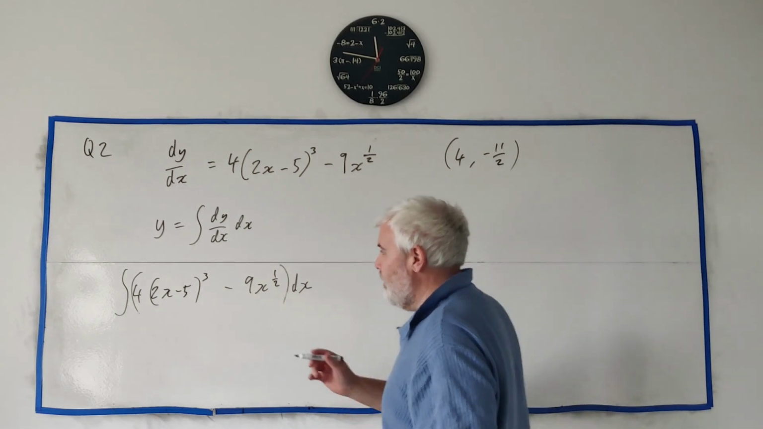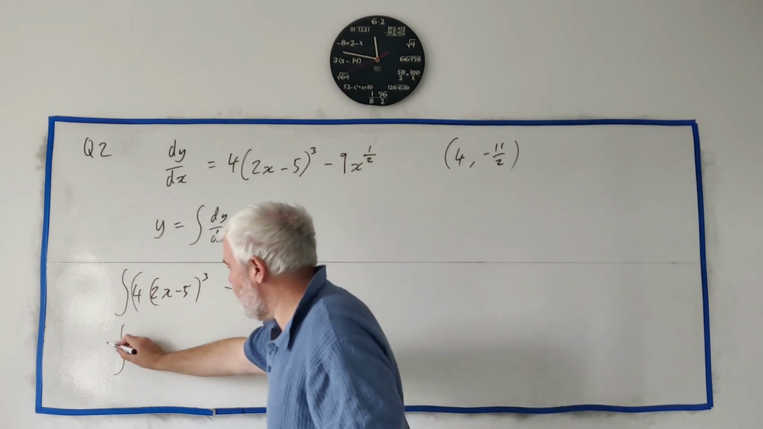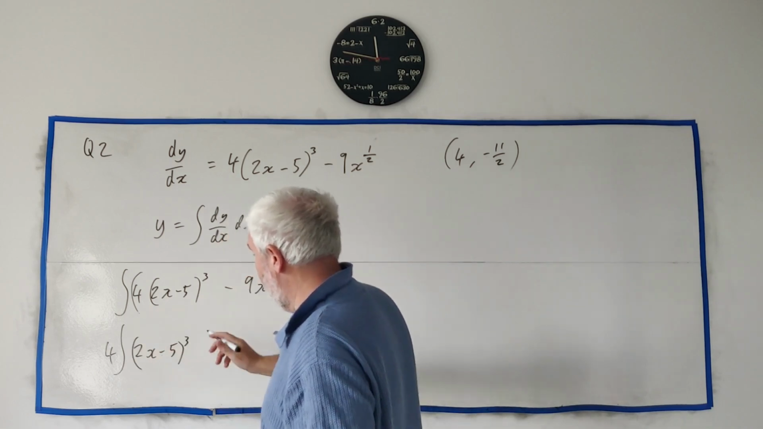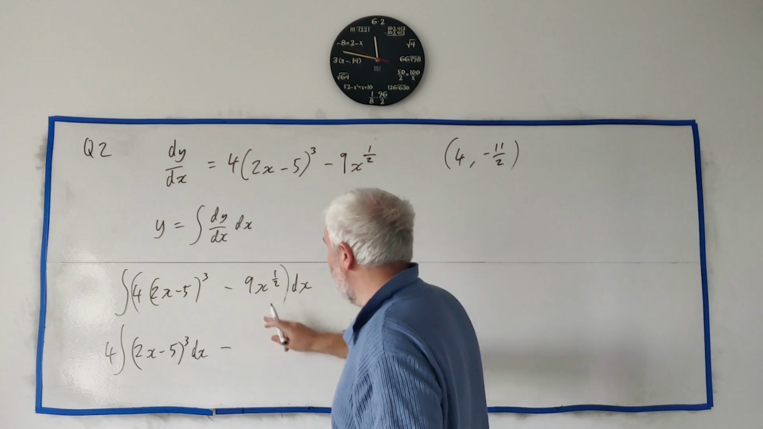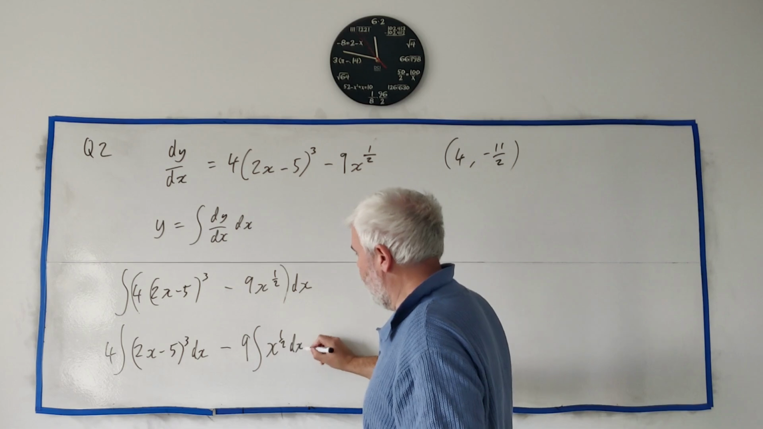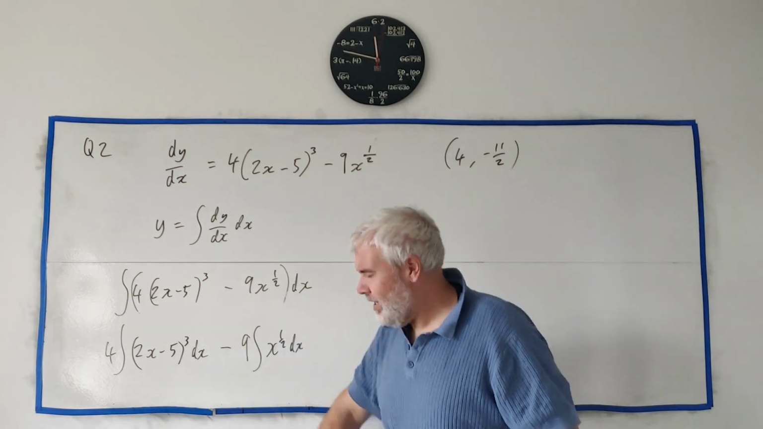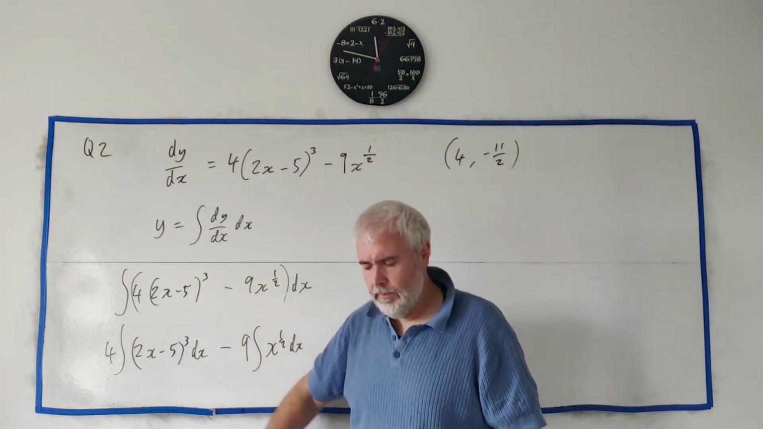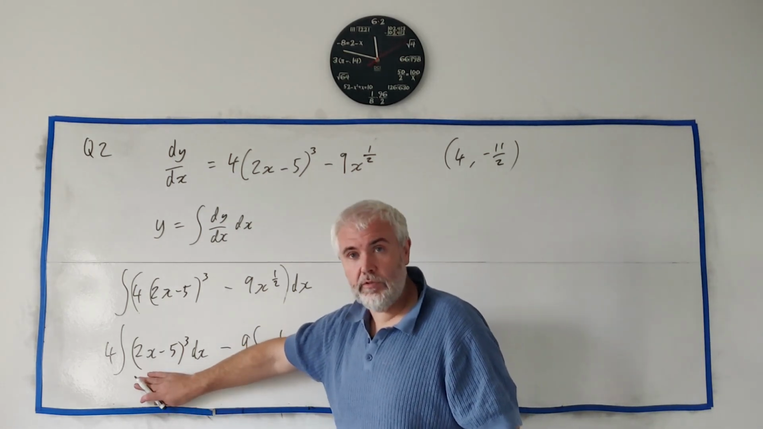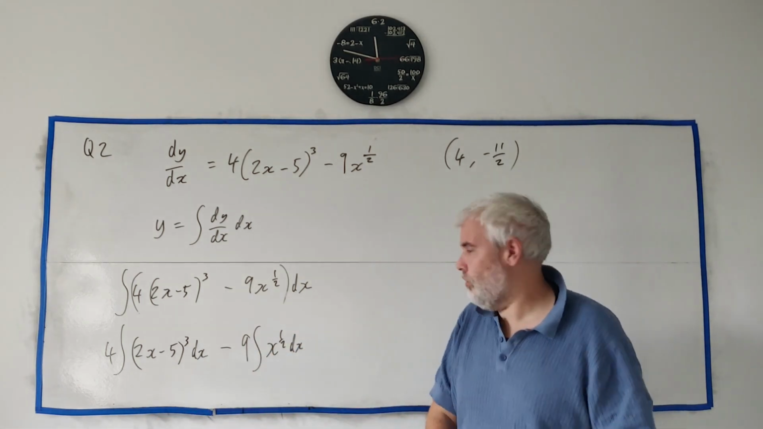So let me first of all split this up. Also the 4 here is a constant, it can come outside. 4 times the integral of (2x minus 5) to the power of 3 with respect to x, take away, we'll leave the 9 outside, the integral of x to the power of a half with respect to x. This again isn't too difficult at all. This is the one we'll concentrate on. It's not too difficult, a lot of students do it quite quickly. And you know what, let me do it slowly. Let me use substitution. I'm going to solve this part of the question, and then I'll show you how you might do it quickly if you want to.